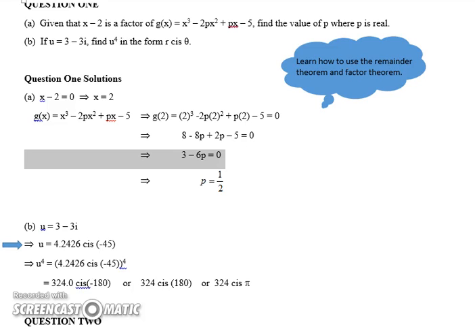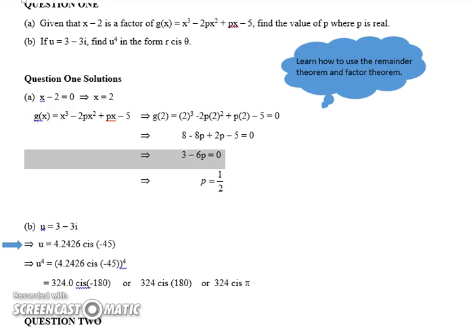Question B, another typical achieved question. As you go through achieved year by year, there's a core set of questions that they ask over and over again. Here we've got De Moivre's theorem. u equals 3 minus 3i. I changed it to cis form. I just did this on the calculator using the rectangular to polar.